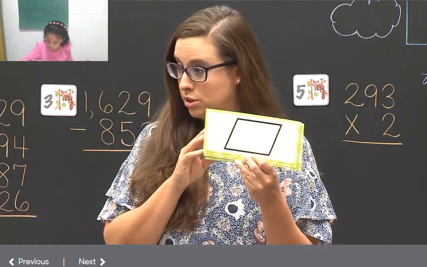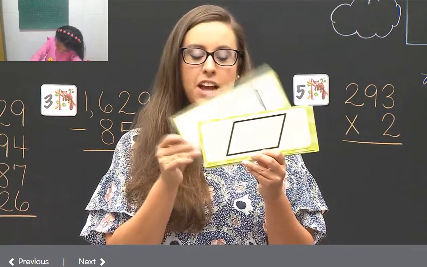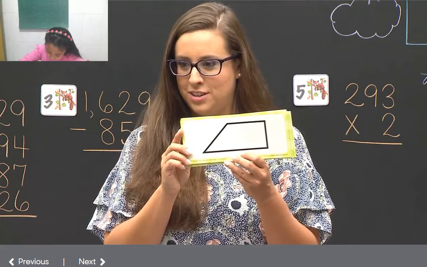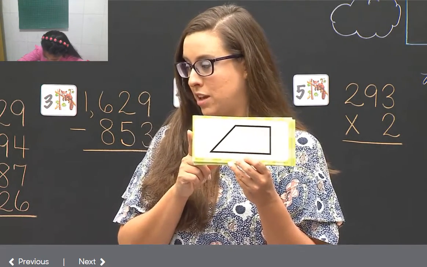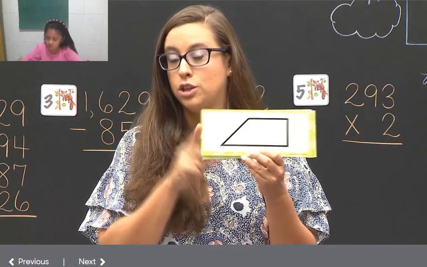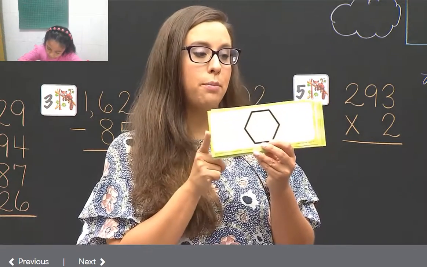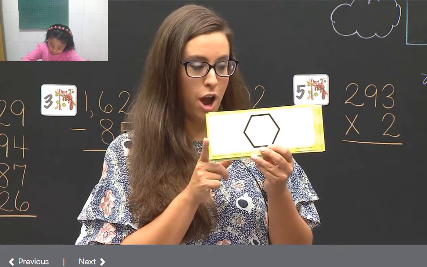Now, how many right angles does this parallelogram have, Gage? 0 is correct. What shape do we call this, Arthur? Trapezoid. It is a trapezoid. How many vertexes, Jimmy? 4. How many right angles, Morgan? 2. A trapezoid has 2. Count the number of sides. How many sides does this shape have, Josh?